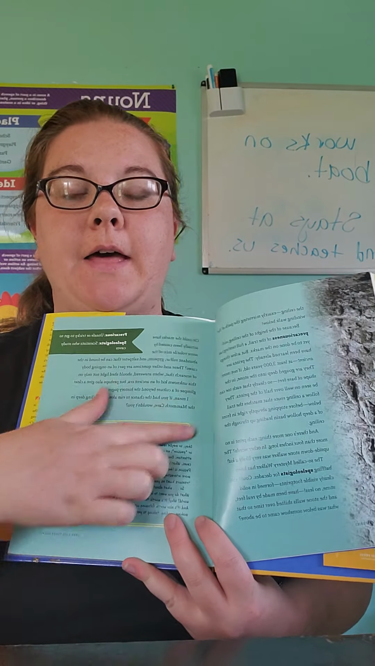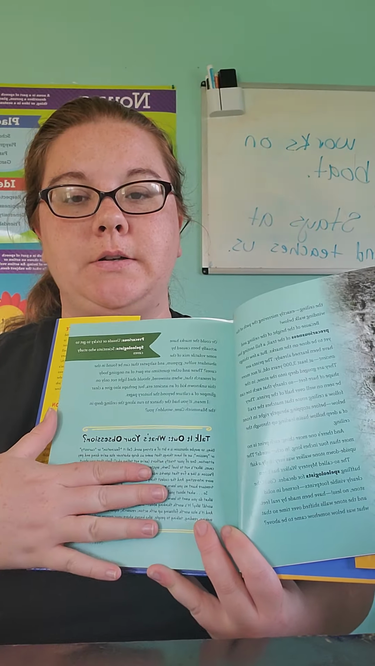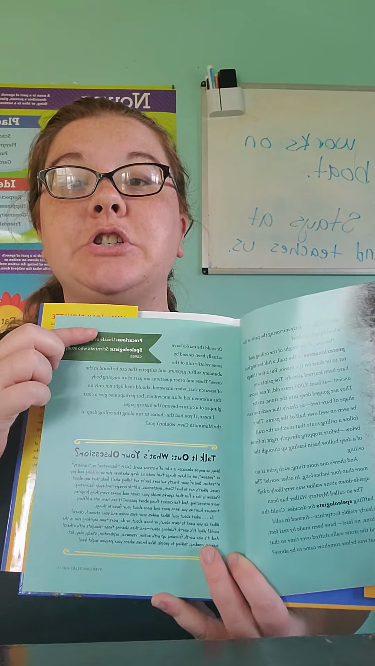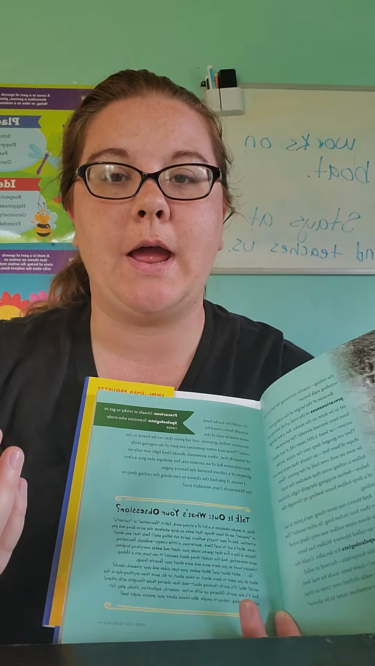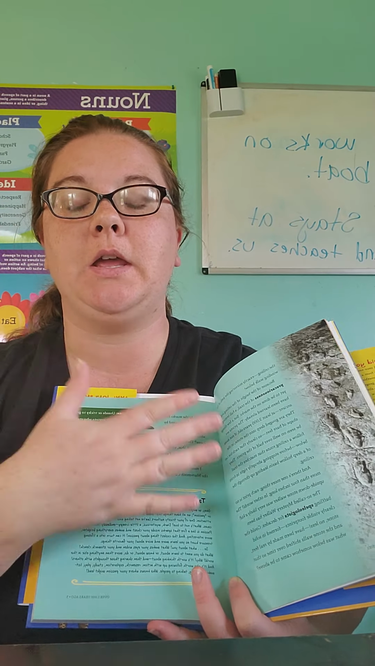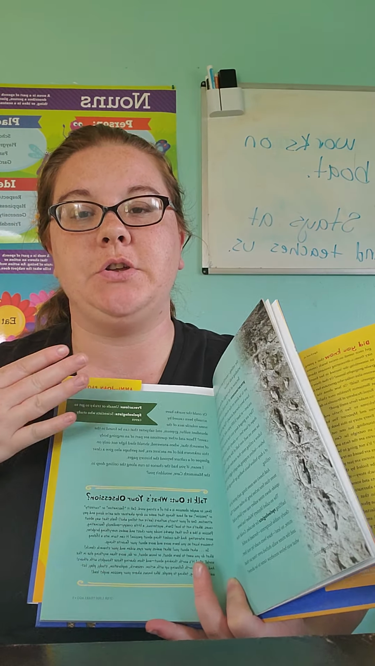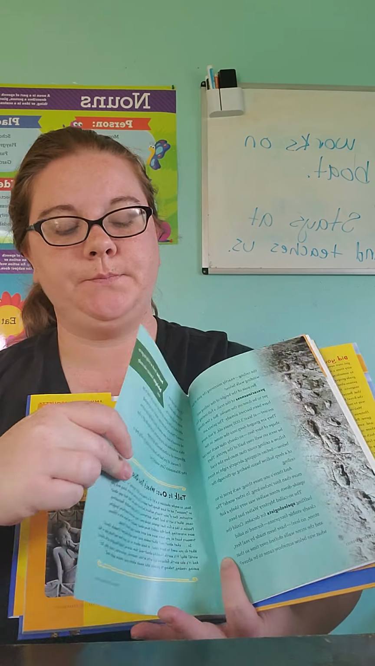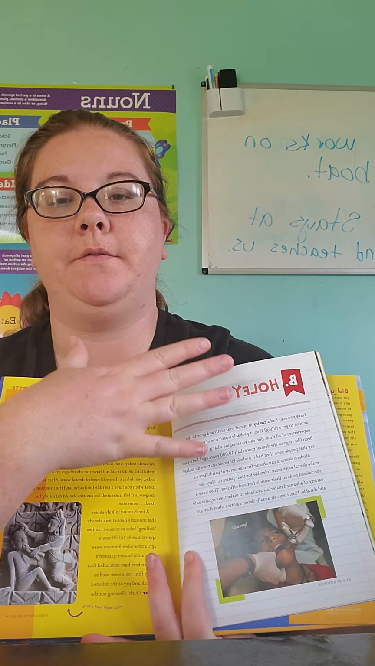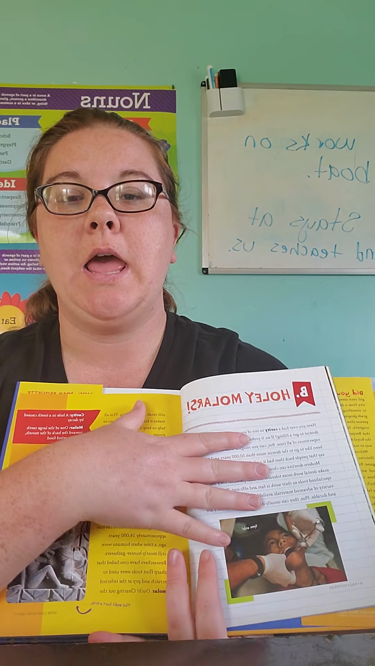And then at the end of that, you have a talk about it section. And each story has vocabulary in it. So you can use that as your vocabulary for the week. So one story a week, you have your talk about discuss section, you have your vocab. And I was like, I love that. And then your next one is called Holy Molars. And again, you have your vocab.